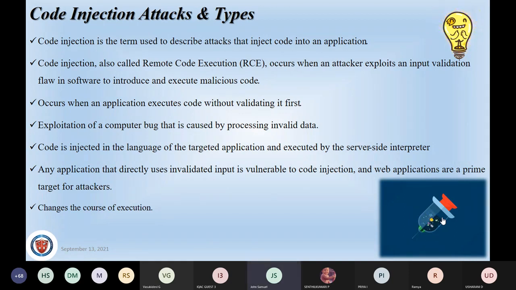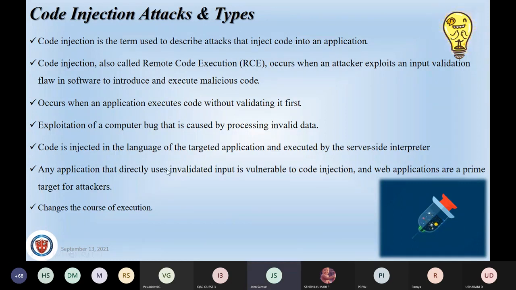Actually, why does it happen? Because of an input validation flaw. I will show the reason in the next slide. Because of the input validation flaw, the attacker will introduce some malicious code into the application and execute it in a remote manner. Most of our applications, whether developed as web applications, mobile applications, or desktop-based applications, do not validate the inputs, and we are not validating our code properly. That is the main reason this code injection attack happens.